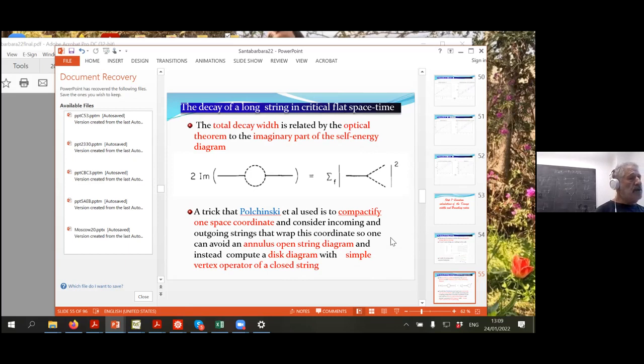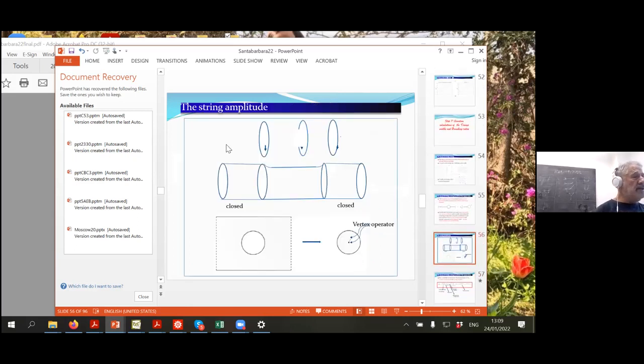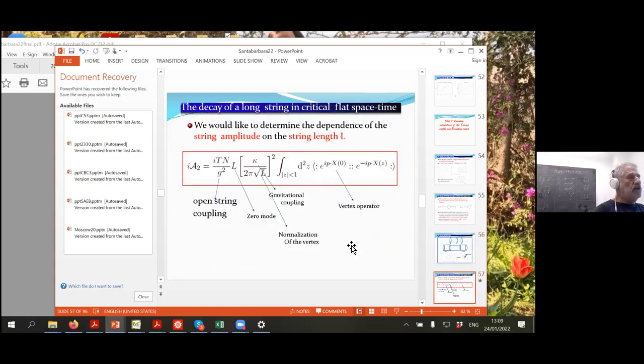Now, Polchinski and collaborators devised an interesting trick. Instead of calculating the open string diagram, they compactify one space direction, and then the amplitude is of this string wrapping the compactified direction. It opens up and then it's closed again. So it's a closed string going into a closed string via an open one, and that translates basically to a disk amplitude with two closed string vertex operators. They perform the calculation of that, and in particular one can determine the dependence on the length L. The length appears from the zero modes, from the normalization, and from the computation of the expectation value of the vertex operators.